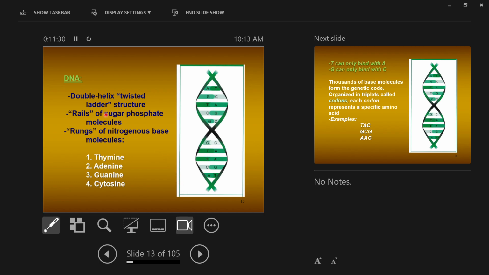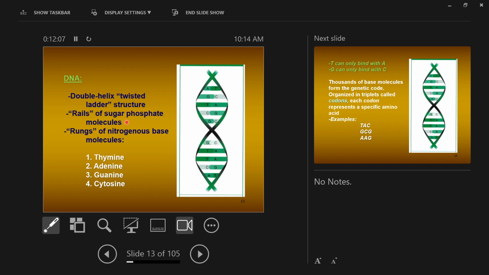So DNA is a double helix twisted ladder. The helix part is the twist. The ladder part is that there are rails on the ladder, right? Vertical rails, and then there are rungs. Like the rung on the ladder is what you would climb. All the genetic information is in the rungs, the horizontal stuff. The vertically running rails just hold everything in place.